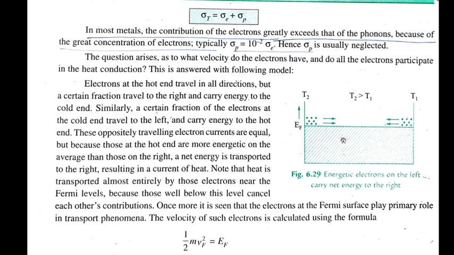Now why does this happen here? Why the temperature gradient, let us say T2 and T1, T2 is greater than T1, so this is the hot end of the bar and this is the cool end. So, why is heat flowing from the hotter to the cooler end?